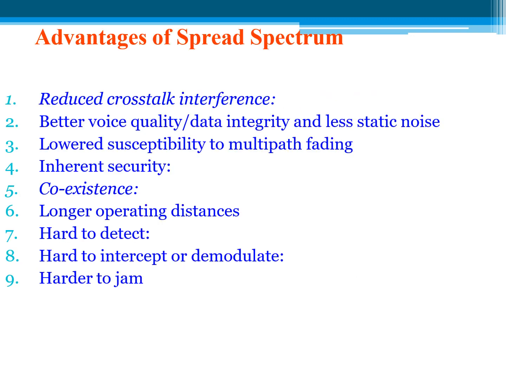Next, advantages. The different advantages of using these spectrums are that they reduce crosstalk interference, give better voice quality, lower the susceptibility to multipath fading, and provide inherent security, coexistence, and transmission over longer distances. They are also hard to detect, hard to interrupt or demodulate, and harder to jam the signal. So these are some of the advantages of using spread spectrum techniques.